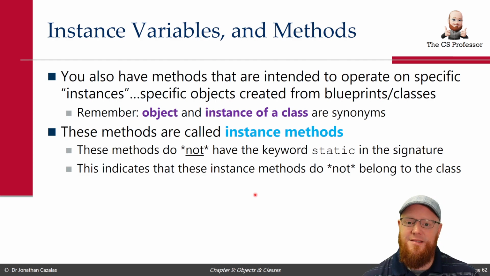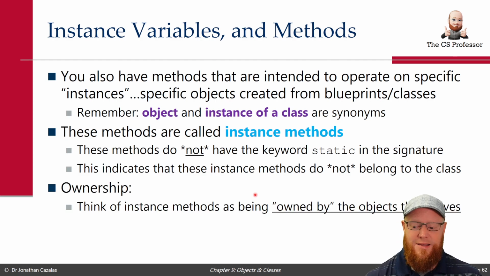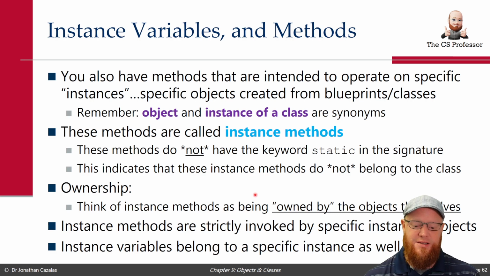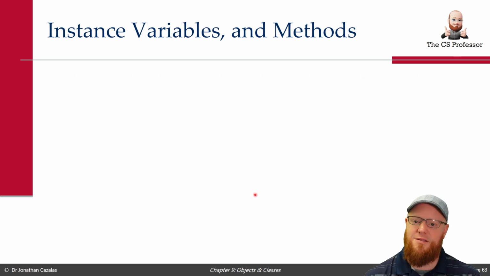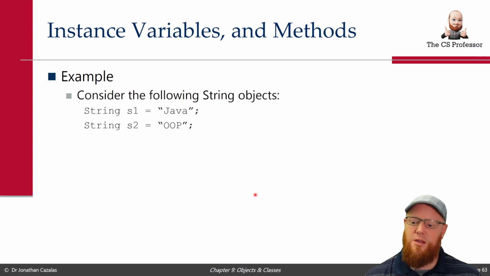And this indicates that these methods do not belong to the class itself. Rather, you can think of instance methods as being owned by the individual objects. Instance methods are strictly invoked by instances of a class, by objects. And instance variables also belong to a particular instance as well. They belong to a particular object.